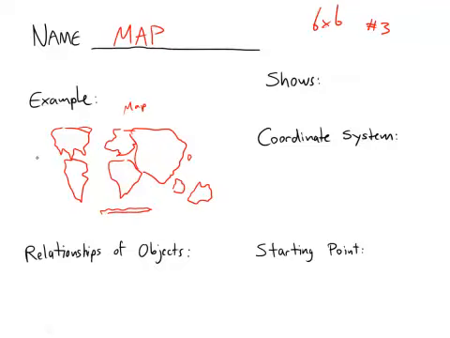And of course, what we always add to a map, which is going to be important later on, is we always do something like this that says north. In fact, it's interesting, isn't it? Because a map shows where. That's all it does. All it does is show where. And its coordinate system is obvious, isn't it? Because we already drew in the coordinate system.